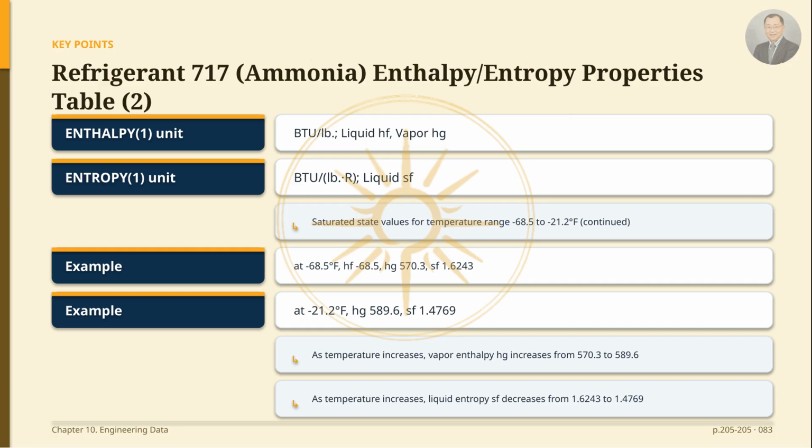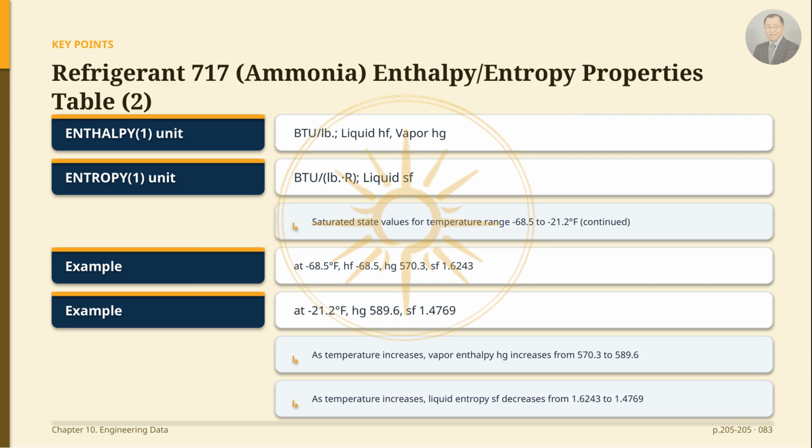This table is a continuation of the previous one, containing saturated state values from -68.5 degrees Fahrenheit to -21.2 degrees Fahrenheit. For example, at -68.5 degrees Fahrenheit, the liquid enthalpy HF is -68.5, the vapor enthalpy Hg is 570.3, and the liquid entropy SF is 1.6243.